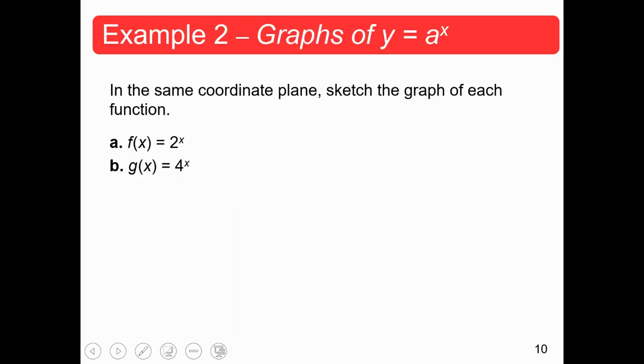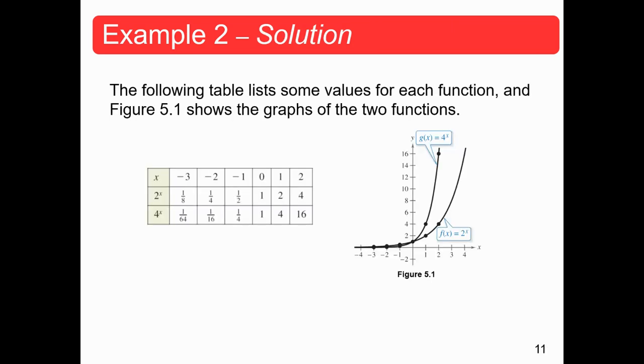Let's look at some graphs. These are two different graphs, 2 to the x and 4 to the x. Notice that they use a t-chart, and in your homework for today, you're going to also use a t-chart where you'll plug it into a calculator and write it out. Then they plotted the different points. Notice that y equals 4 to the x is a lot more steep than y equals 2 to the x. So the greater the a value, the more steep that incline is going to be.